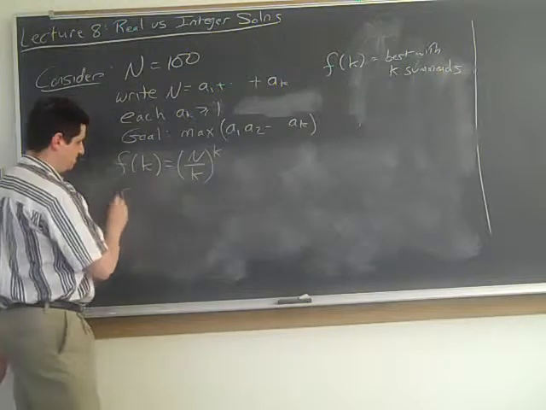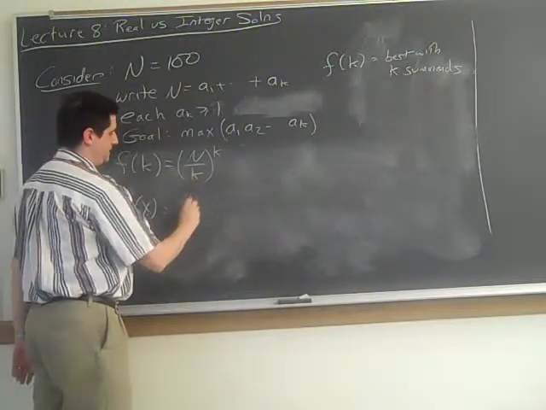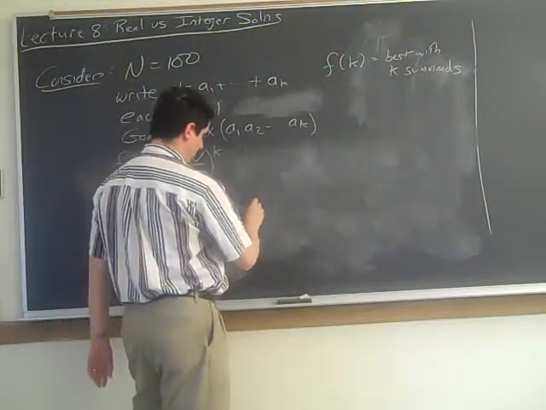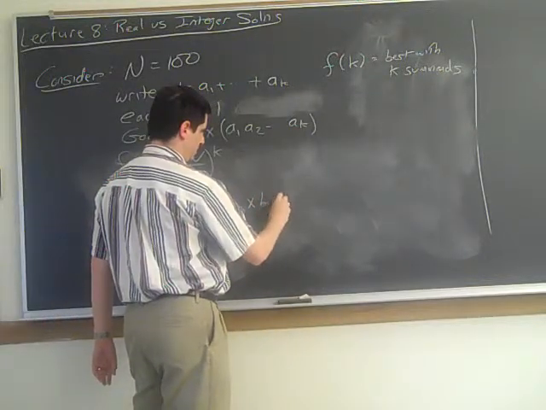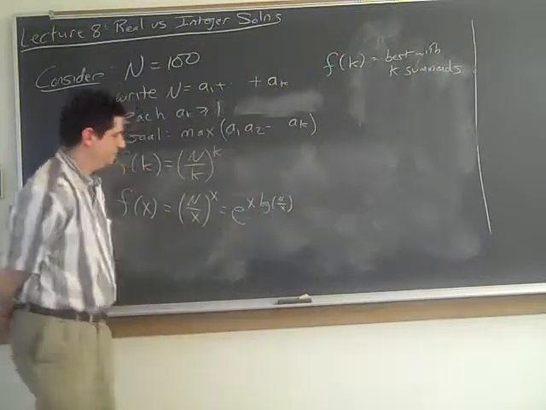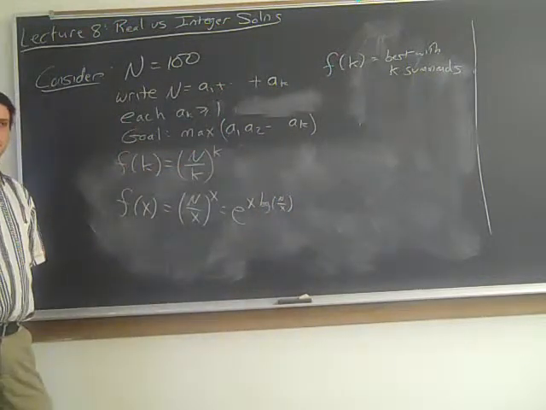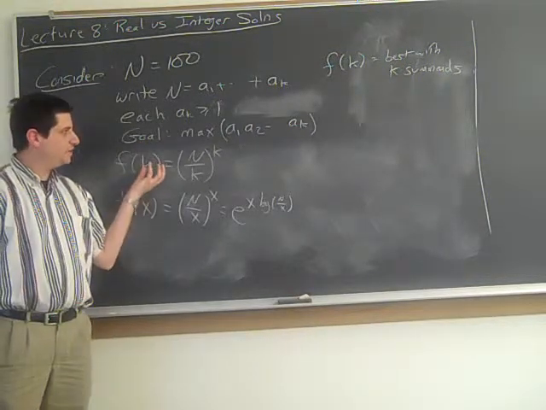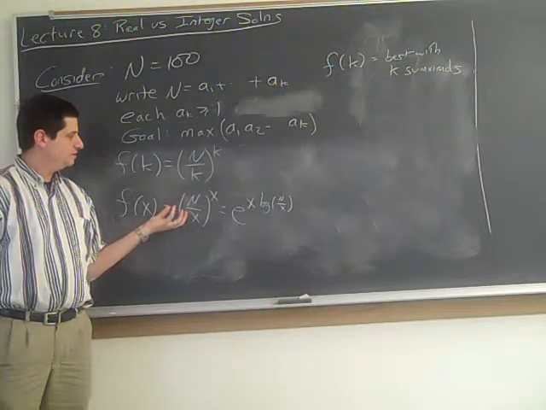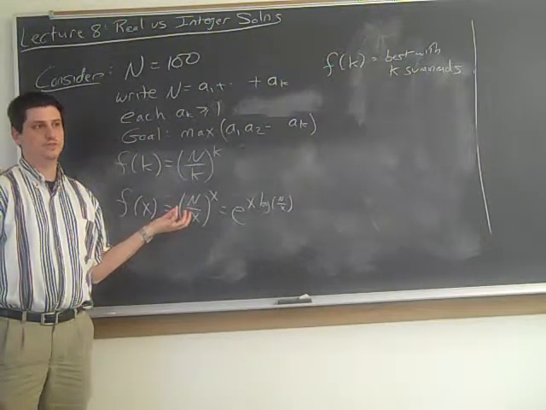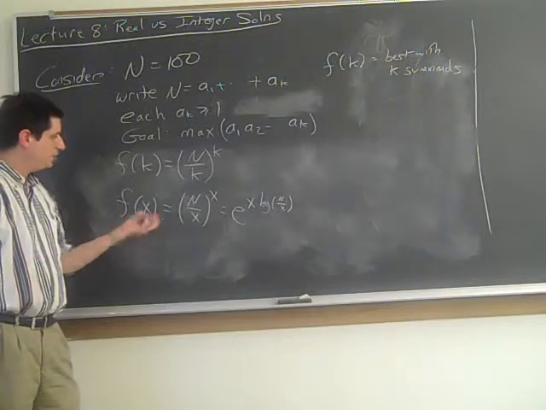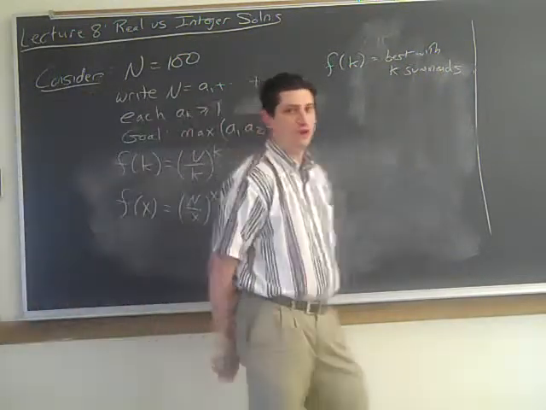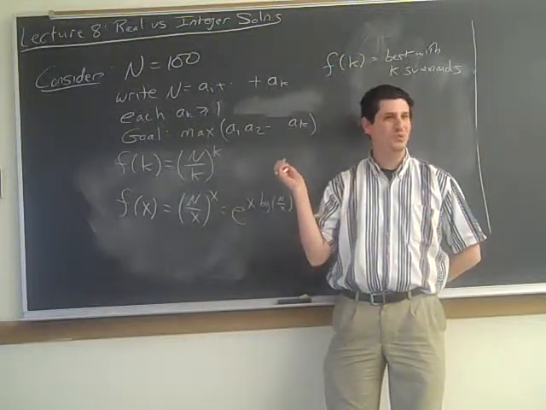Let's consider f of x equals (n over x) to the x, which is e to the x log of n over x, where of course log is base e. All I'm doing is taking this function and evaluating it at all real values rather than just integer values. And what I want to figure out is where this function is largest. What I like about this problem is that it covers almost all of Calc 1 in one problem.